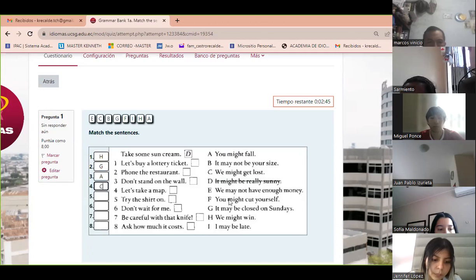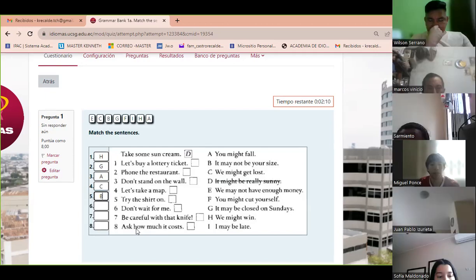Let's continue with Claudita Mendoza, number 5. Try the shirt on. It might not be your size. Okay, remember the pronunciation is it may not. Might is this one. May is this one, okay? Thank you, Claudita. Luis Cabello, number 6, please. E. Don't wait for me. Are you sure? No. It's letter I. Yes. Okay, thank you.